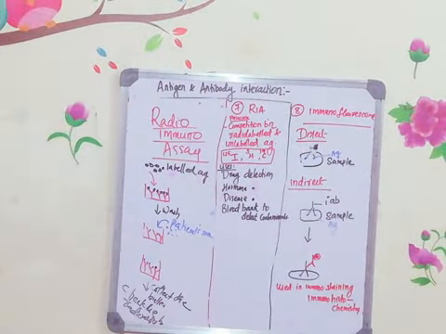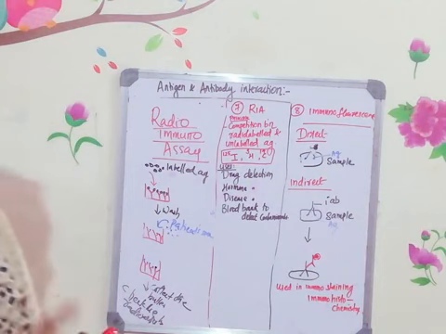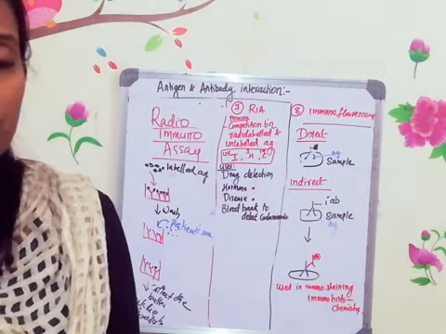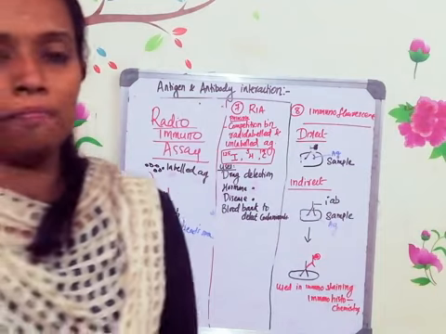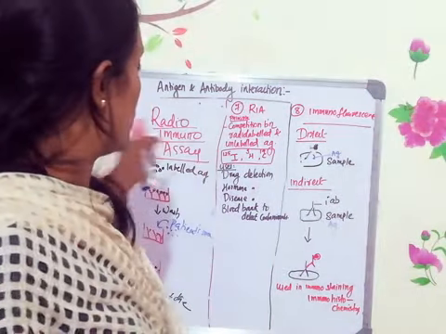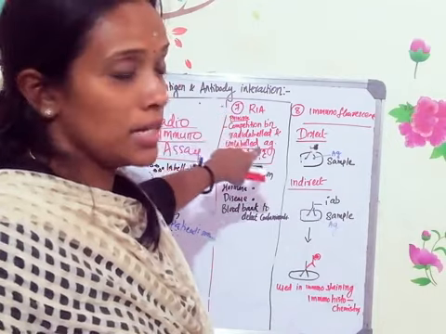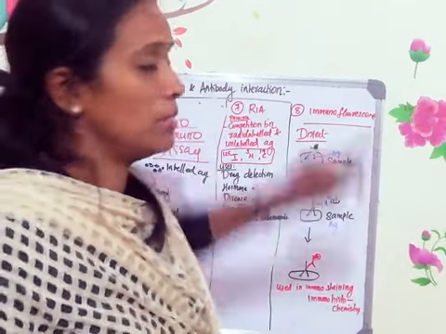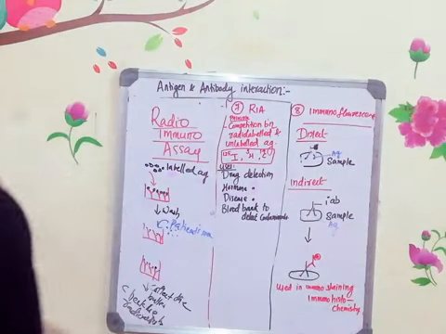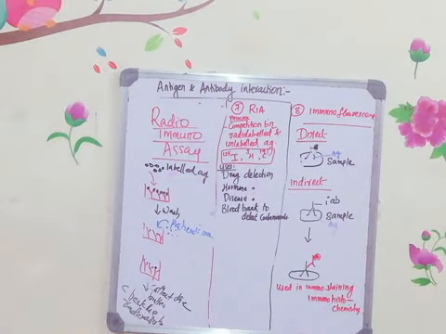So all the different methods we have discussed, such as precipitation, agglutination, complement fixation, ELISA, and Western blotting. Then in today's class we discussed radioimmunoassay, that is RIA, immunoelectrophoresis and immunofluorescence. So all the methods are very important. Please go through that, and if any doubts are there, you can clarify.